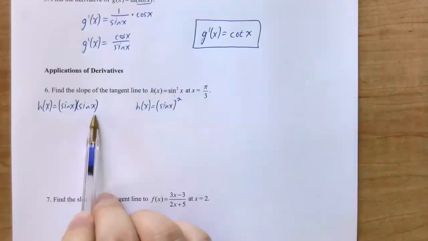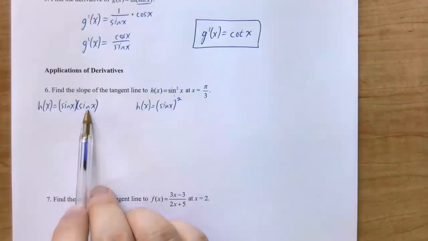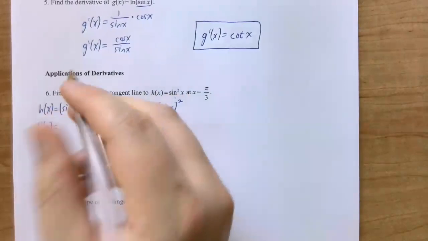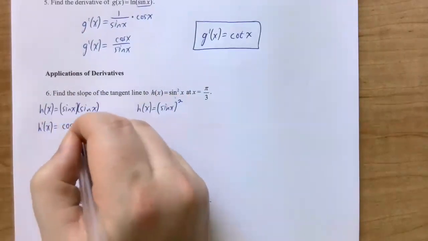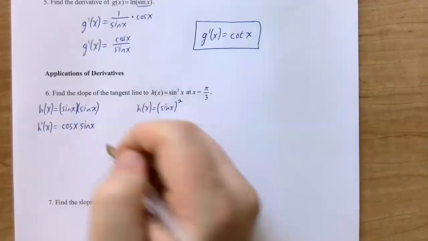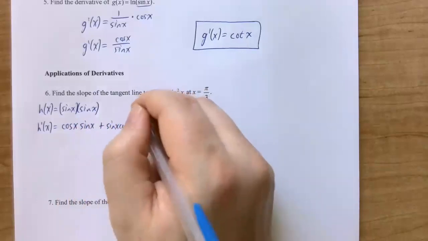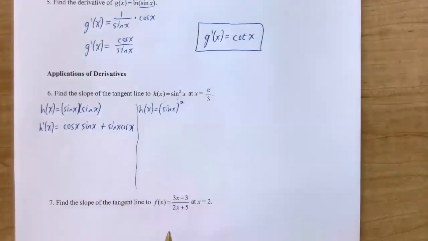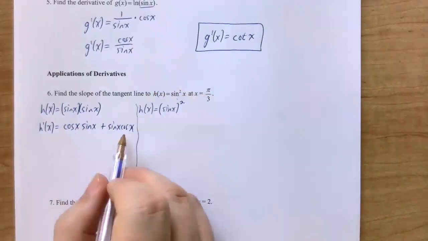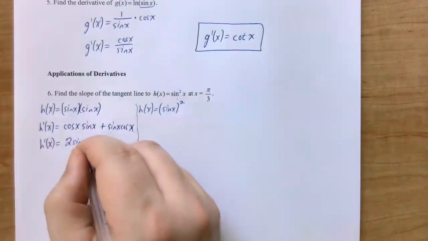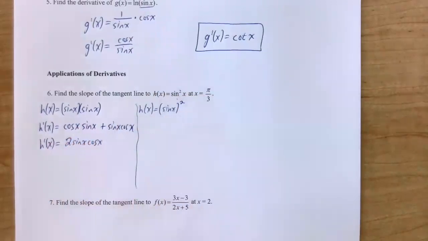So let's use the product rule first. Product rule, remember from the front, says the derivative of the first times the second plus the first times the derivative of the second. So that means we have h prime of x, derivative of the sine x is cosine x, times the second, which is sine x, plus the first times the derivative of the second. Well, these are both sine x, cosine x, so we can combine them as like terms. 2 sine x, cosine x, and then we have the derivative of h of x.